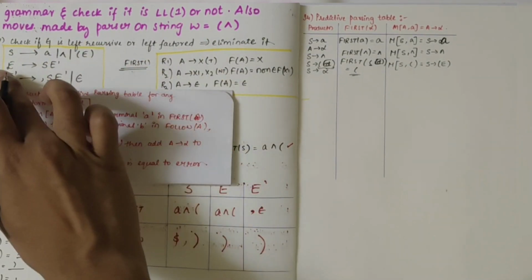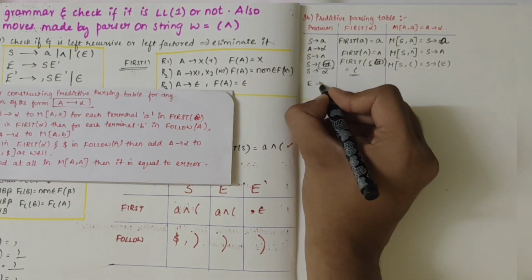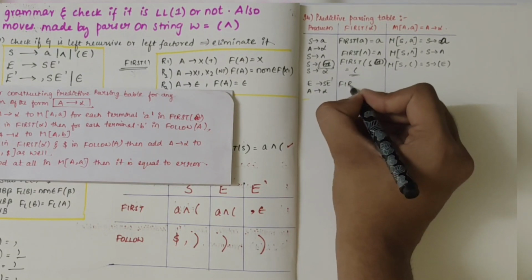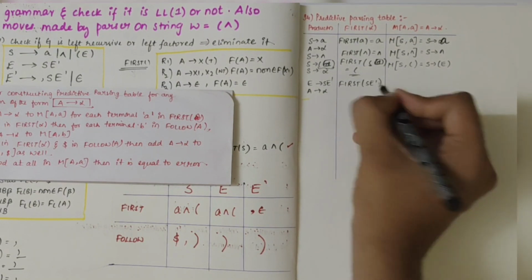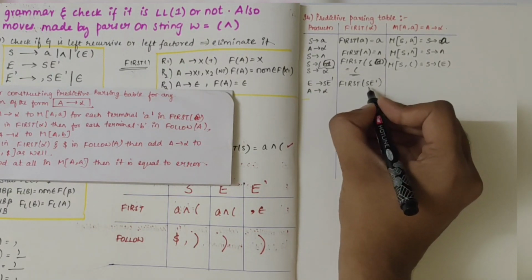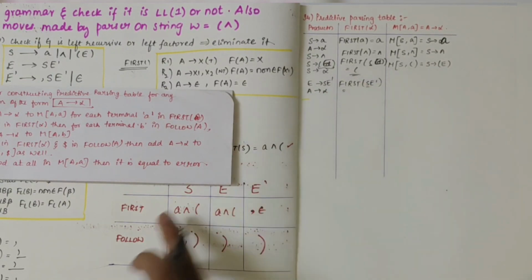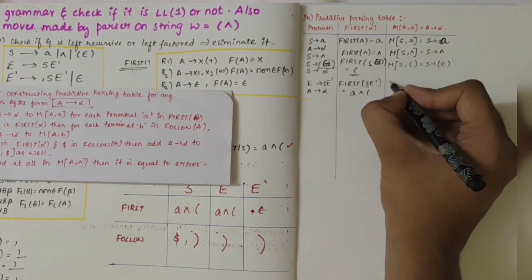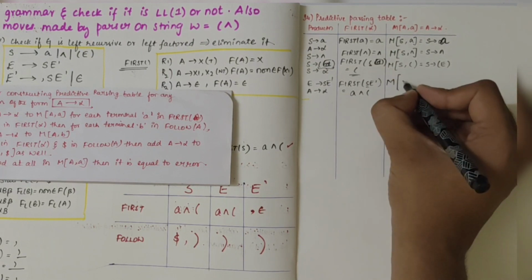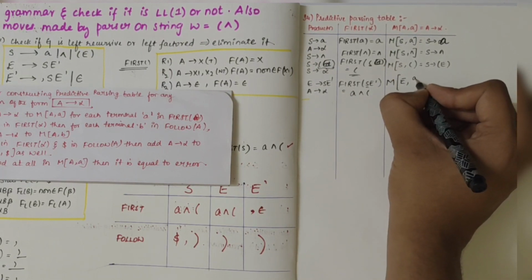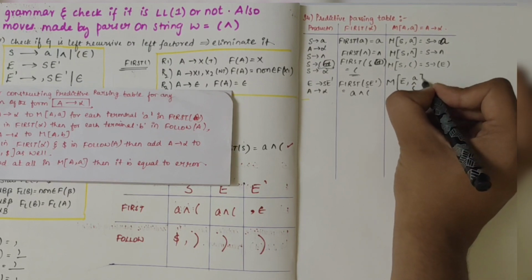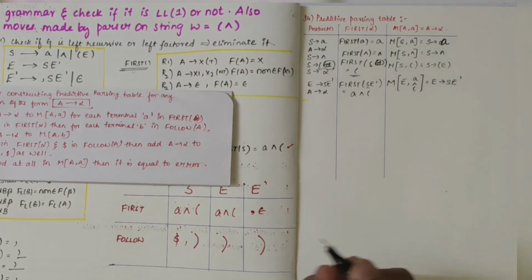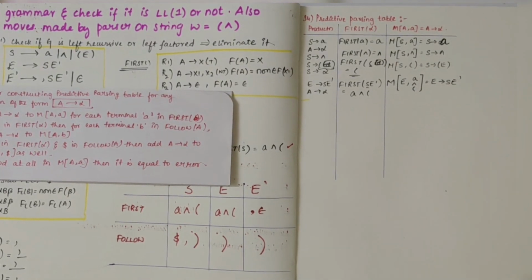Next, I'm done with the first production. Moving on to the second production, E derives SE'. Comparing this with A derives alpha, I can write first of SE'. First of SE'. So I'll consider first of S. First of S would give a exponential symbol and open bracket. So here I can write M of E comma a exponential symbol and open bracket would give E derives SE'. So I am done with the second production.